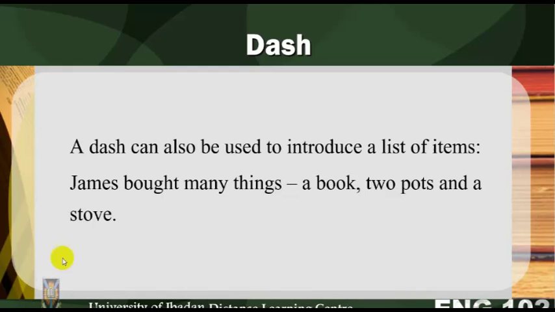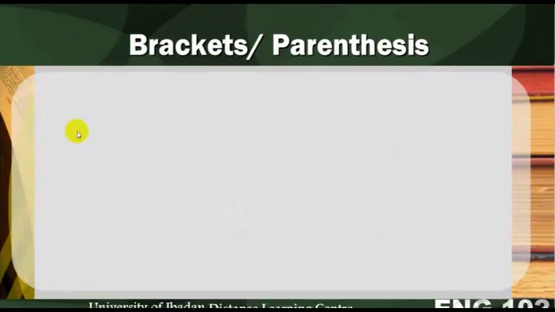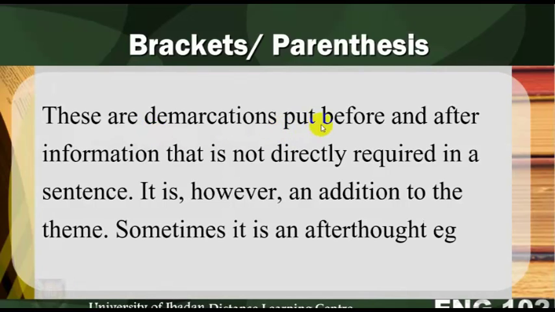A dash can also be used to introduce a list of items. James bought many things, a book, 2 pots, and a stove. Brackets or parentheses. These are demarcations put before and after information that is not directly required in a sentence. It is, however, an addition to the theme. Sometimes it is an afterthought.